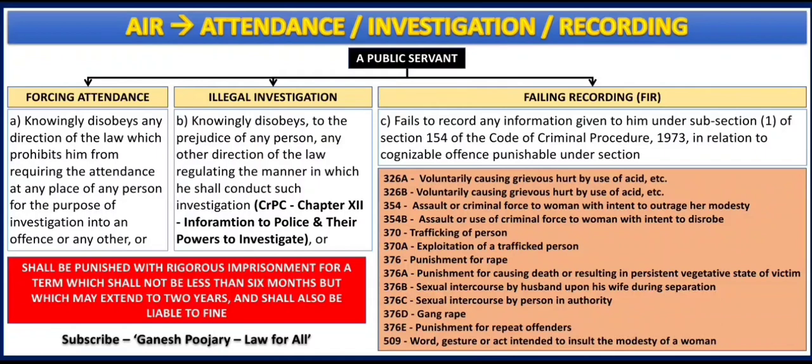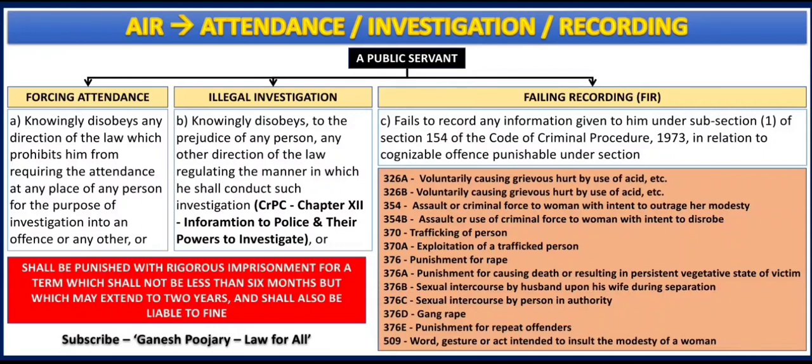For example, 326A discusses voluntarily causing grievous hurt by use of acid. 326B, voluntarily throwing or attempting to throw acid. 354, assault or criminal force to woman with intent to outrage her modesty. 354B, assault or use of criminal force to woman with intent to disrobe. 370 is trafficking of person. 370A, exploitation of a trafficked person. 376, punishment for rape. 376A, punishment for causing death or resulting in persistent vegetative state of victim.